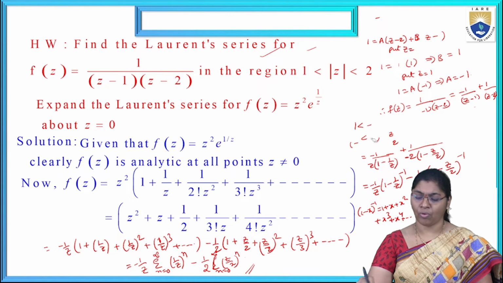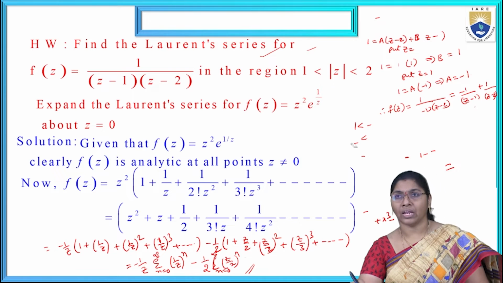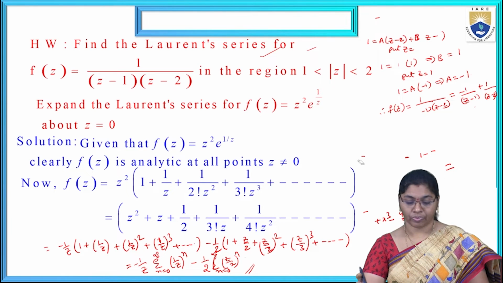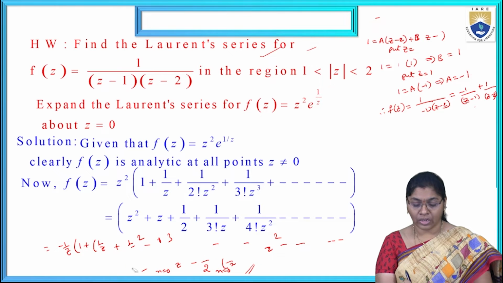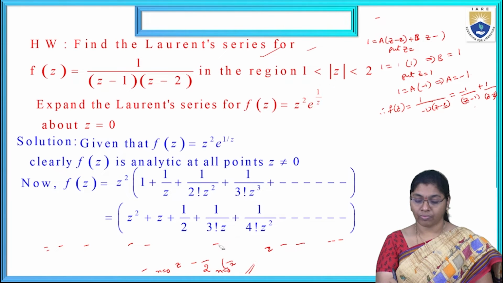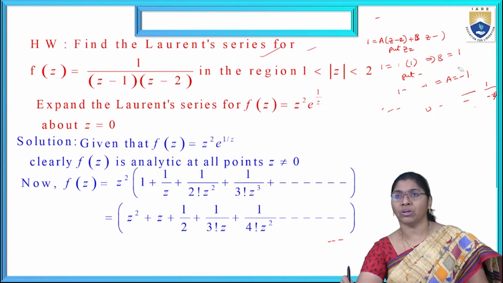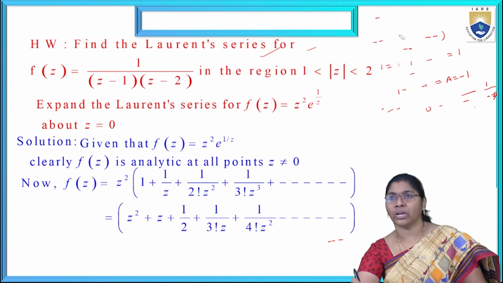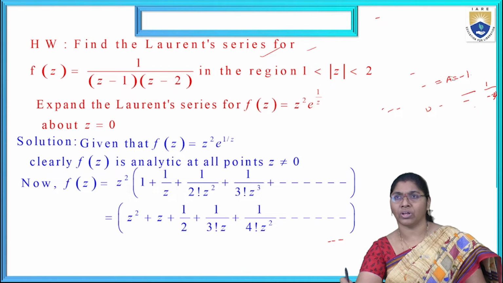Now we can see this one also. The solution: given that f of z equal to z square into e power 1 by z, clearly f of z is analytic at z not equal to 0. If it is z equal to 0, it is not analytic. For z not equal to 0, the function is analytic; otherwise, it is not analytic. Why? Because the denominator may be 0. That's why the condition z not equal to 0 is compulsory. But whether it is satisfied or not, we can see.